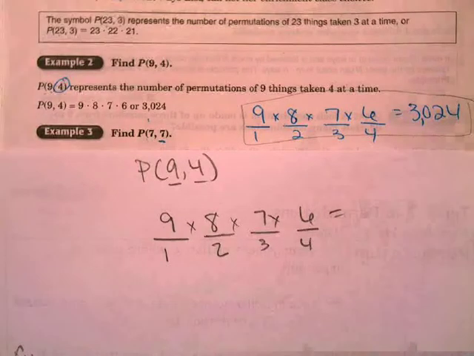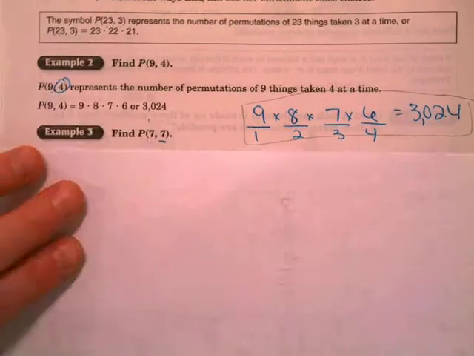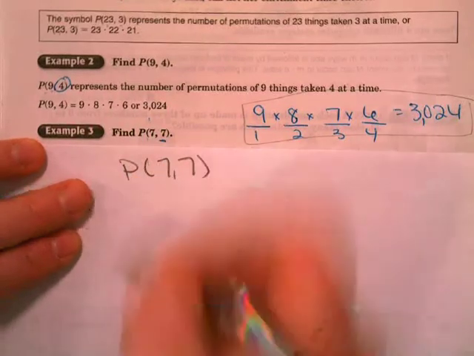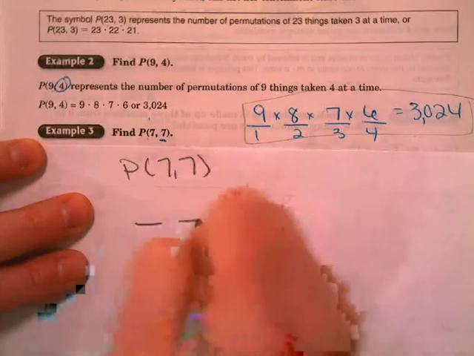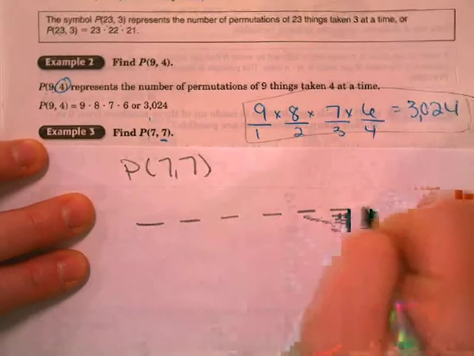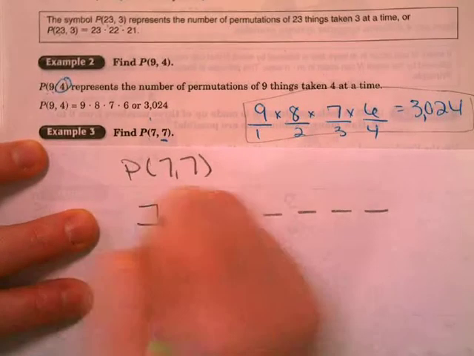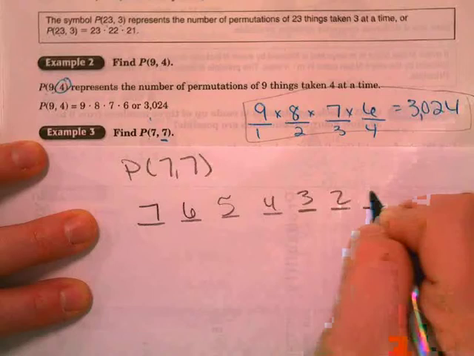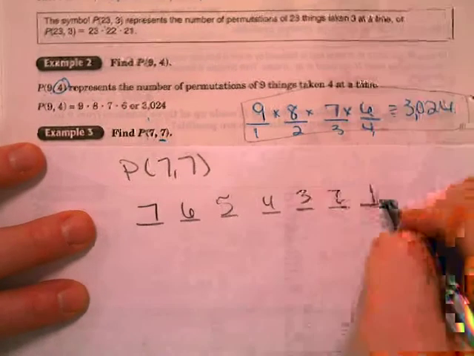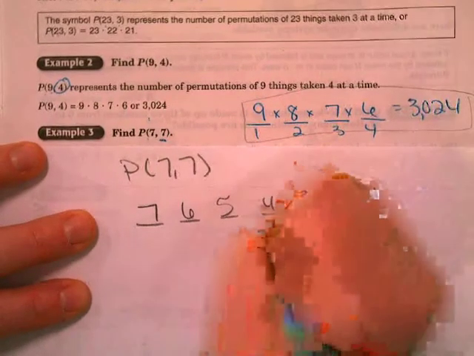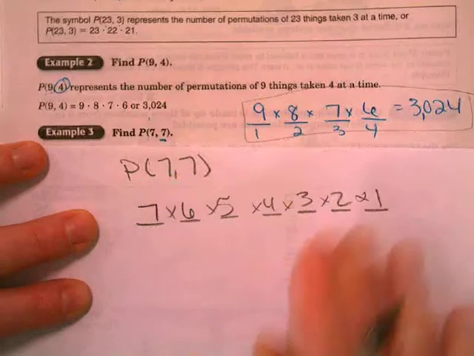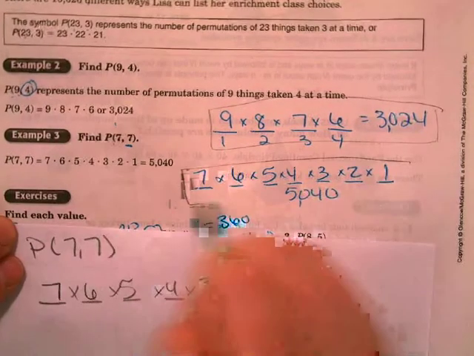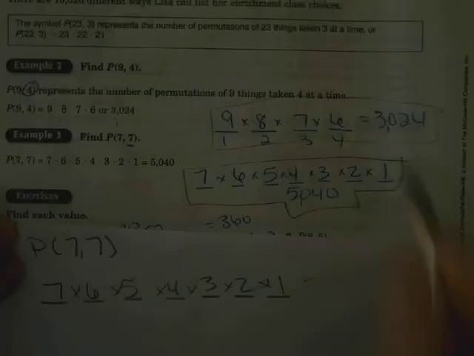So next, we're going to find the permutation of 7 and 7. Permutation of 7 and 7, we have 7 slots, 1, 2, 3, 4, 5, 6, 7, and we have 7 options, 7, 6, 5, 4, 3, 2, 1. Okay, multiply these all together. You get 5,040 different options.